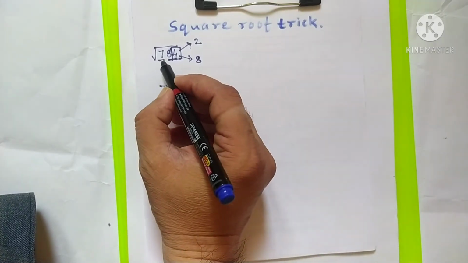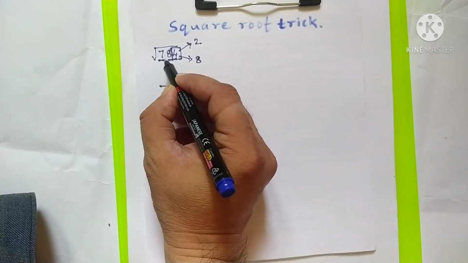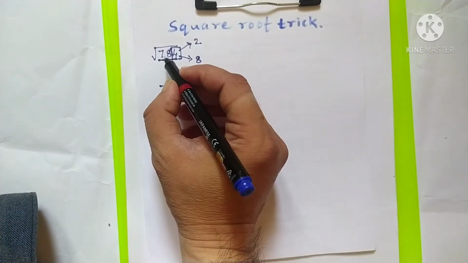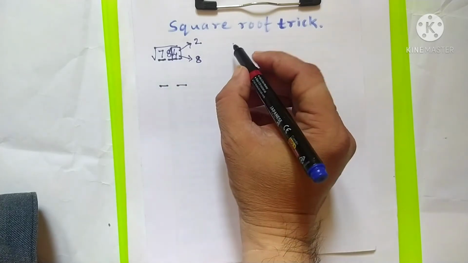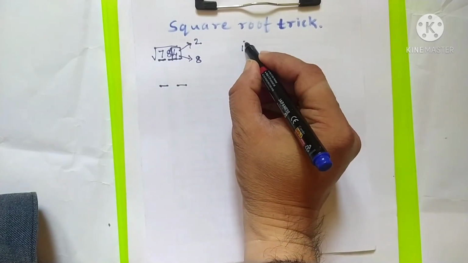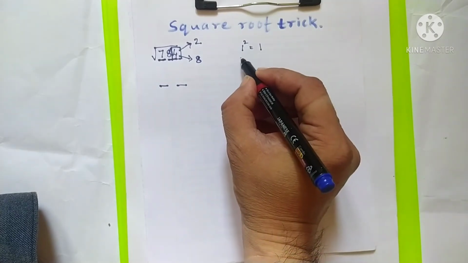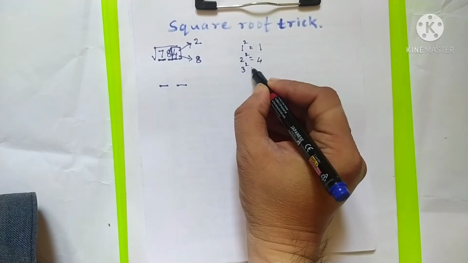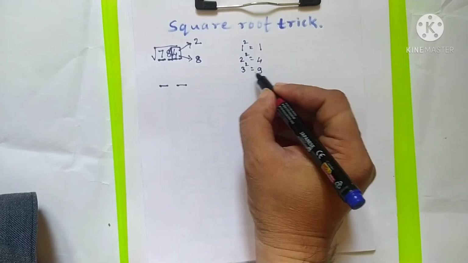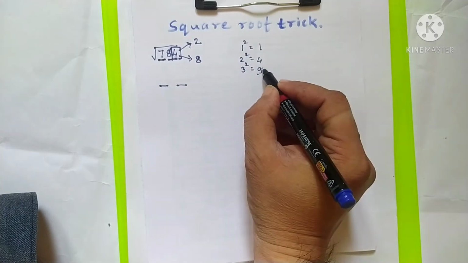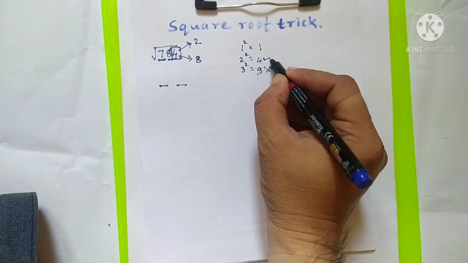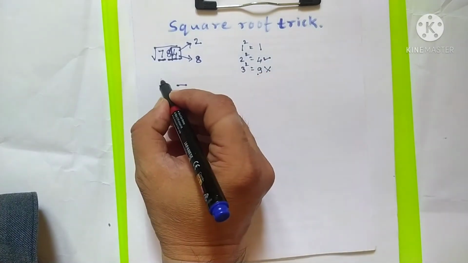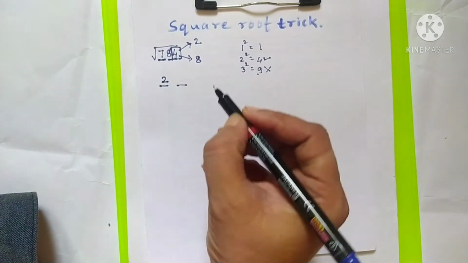Now to find the tens place, observe this number 7. Now try to find the square number which is less than or equal to 7. So square of 1 is 1, square of 2 is 4, square of 3 is 9. This 9 is bigger than 7, so you can't take this. So take this 4. To get 4 we have to square 2. So 2 comes in the tens place.